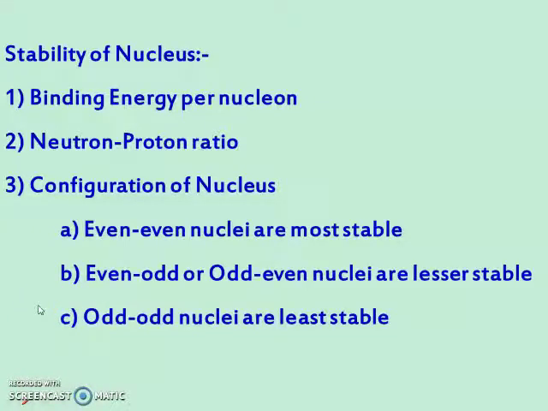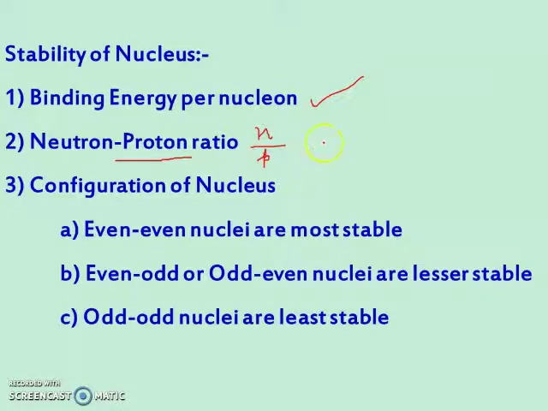The nuclei having higher binding energy per nucleon are more stable than the others. It means for the stability of the nucleus, the binding energy per nucleon should be greater. The second factor is the neutron-proton ratio. It means the number of neutrons divided by the number of protons.